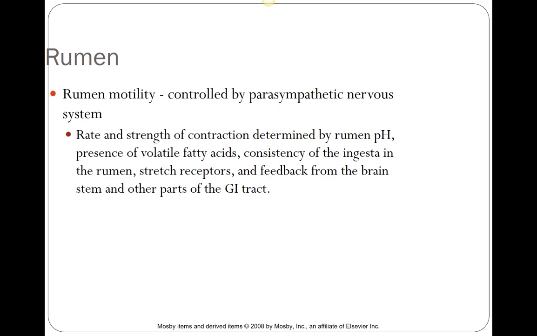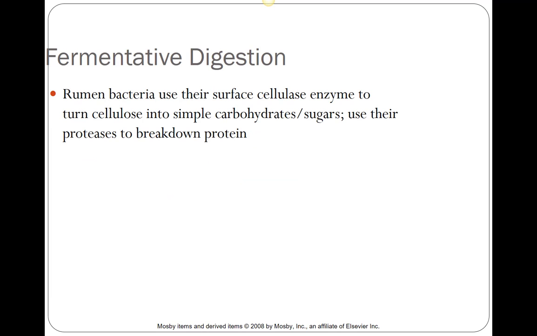Things like volatile fatty acids, which are breakdowns of carbohydrates, play a very important role in the rate and strength of the rumen contraction. With stretch receptors, the fuller it gets, the more it's going to contract. The more empty the rumen is, the less it's going to contract. There's also some feedback to the brain from the rumen, from these stretch receptors, pH and all this, and that gives you some stimulation of the vagus nerve.